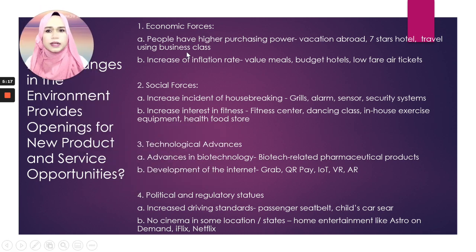For example, people have higher purchasing power, okay? Because the economy is good, basically. People would love to go for a vacation, okay? So when higher purchasing power is there, people will seek something much better: better services, better quality, like 7-star hotels, and also traveling using business class. Okay, people don't settle for 5 stars anymore nowadays.